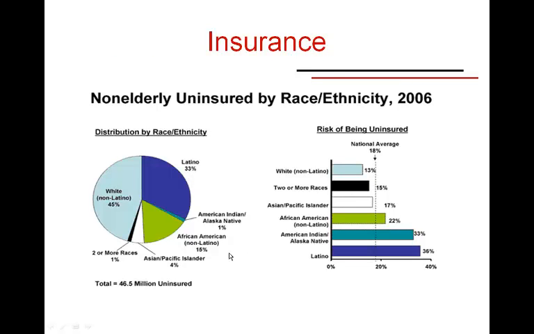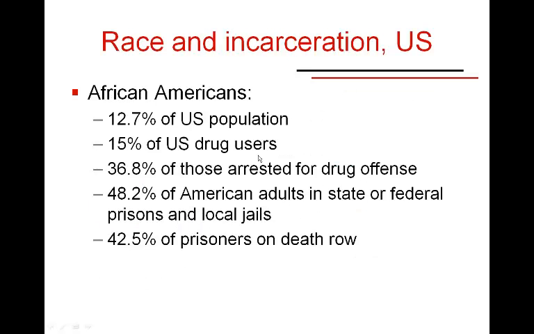Also see racial ethnic disparities in access to health insurance. Here, just two different ways of conveying this. You have, again, huge differentials, large deficits in access to health insurance among Latinos, as well as African Americans relative to non-Latino whites. And in here, the risk of being uninsured is very, very divergent by race and ethnicity.